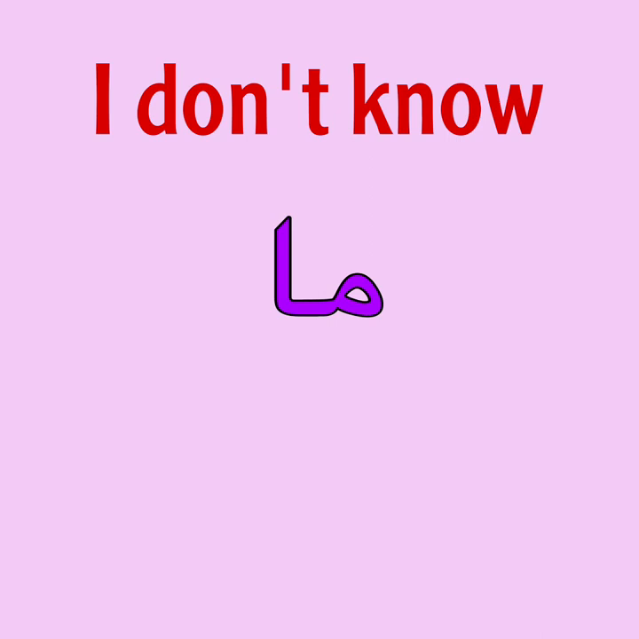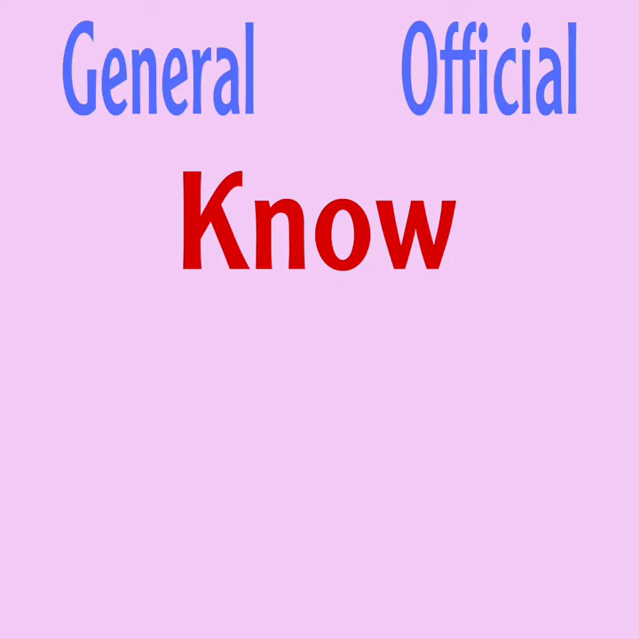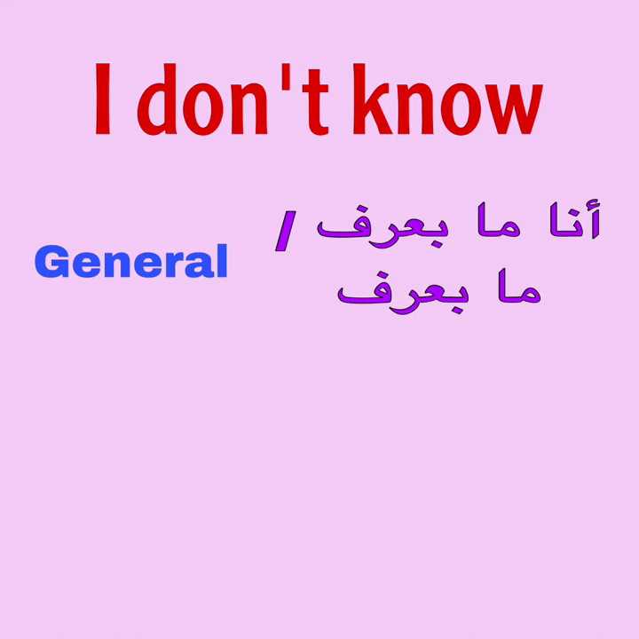Now, how do we say I don't know? Sometimes you would see or hear the word ما, which means a no for something that must be related to the word that comes after it. We already know how to say I, which means أنا, and know, أعلم or أعرف. Putting the three words together: أنا means I, ما means don't, and بعرف means know. So it comes as أنا ما بعرف. Or you could say just ما بعرف.